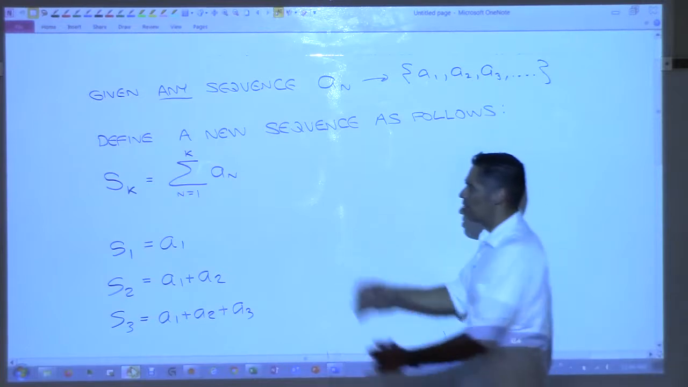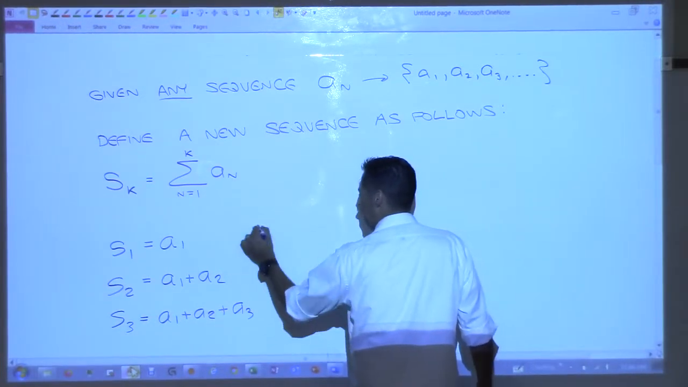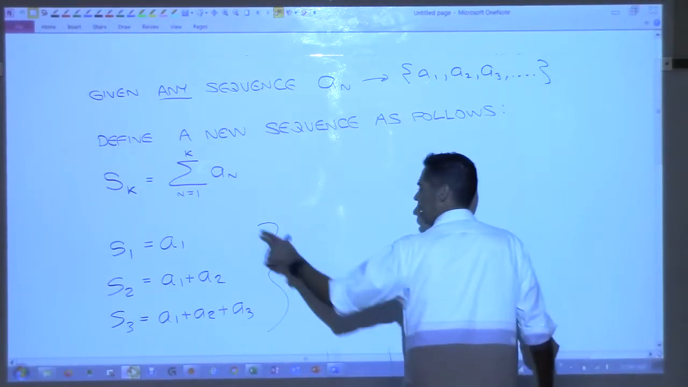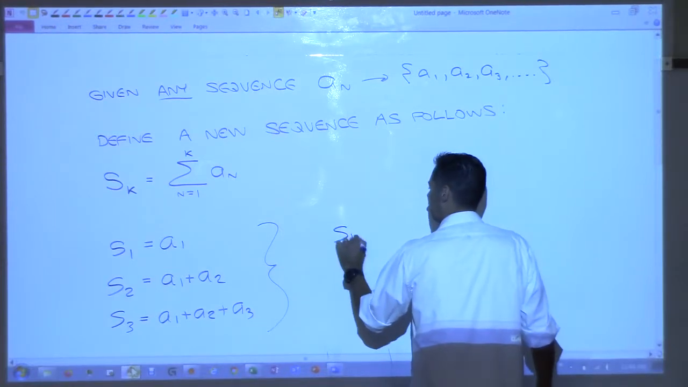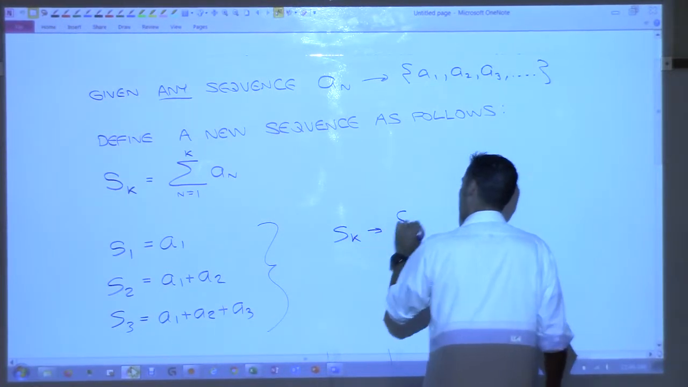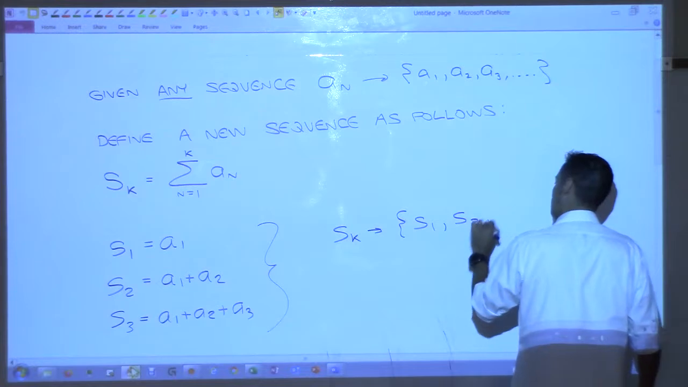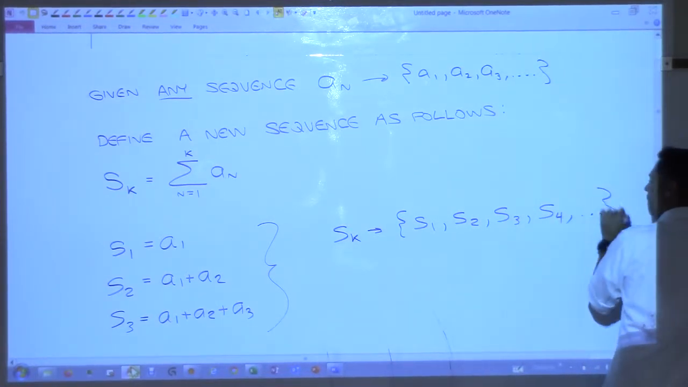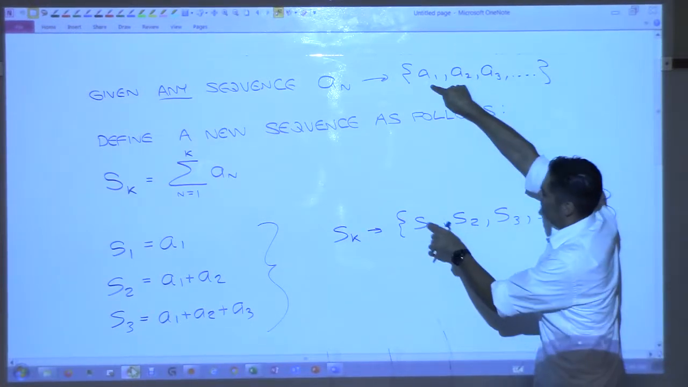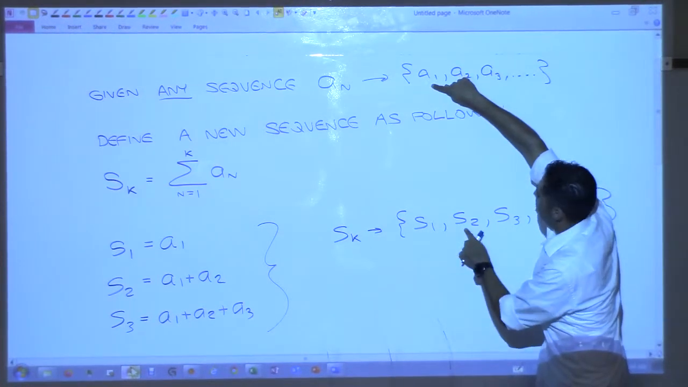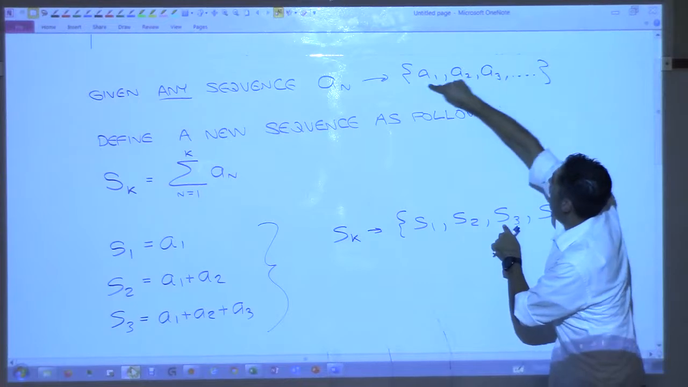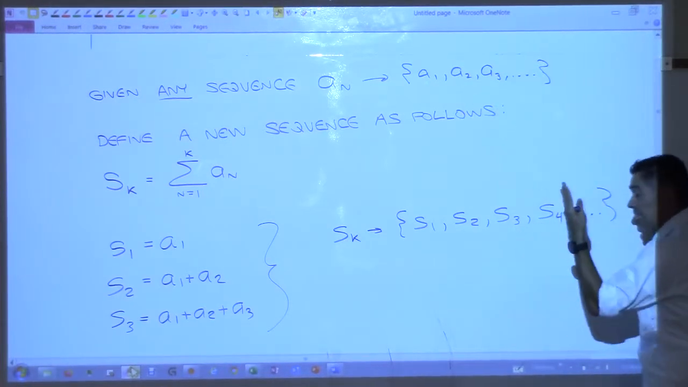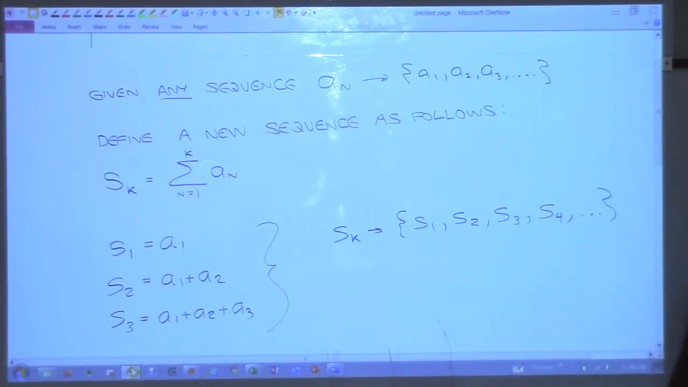But do you agree also that this S sub k, right, this right here, S sub k, is just another sequence? I mean, it's just another list of numbers, right? But the thing is, they're not these numbers. These are the same, but this one is those two added, this one is those three added, this one is those four, right? But at the end of the day, this is a new sequence, isn't it?